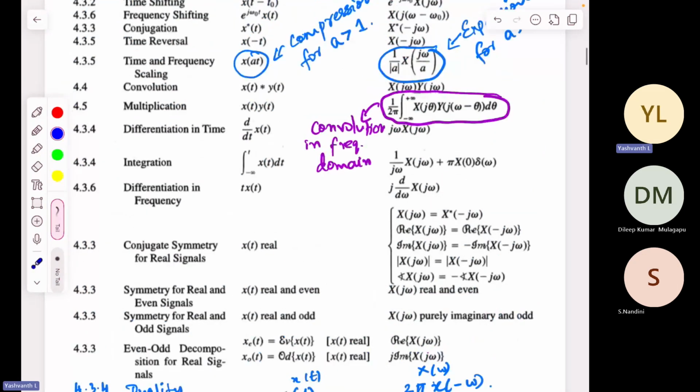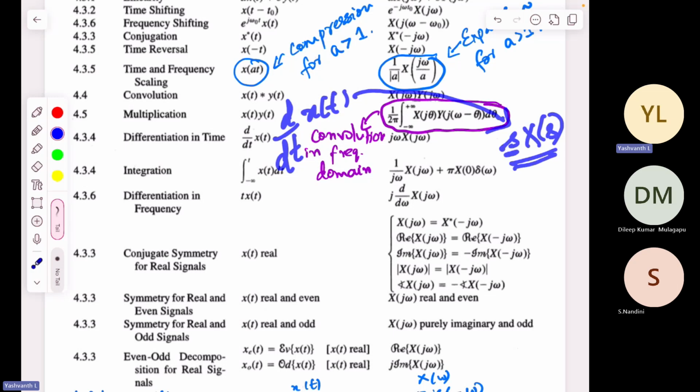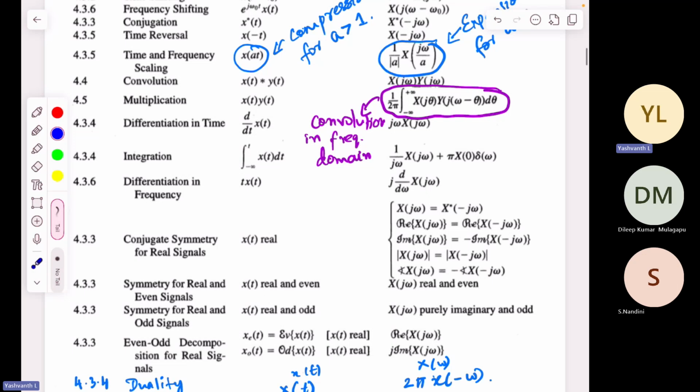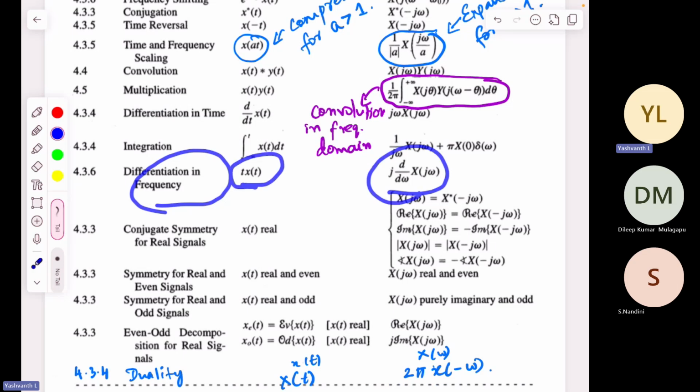Now, similarly, we have multiplication, then differentiation. If you differentiate d by dt of x of t, we'll have j omega times x of j omega. This is the same as Laplace, right? What did we have in Laplace? We said that for d by dt of x of t, the corresponding Laplace transform will be s times x of s. Put s equal to j omega, and that is basically this. Okay. Similarly, if you integrate, you will have s coming in the denominator. If you differentiate in frequency, then the corresponding time domain signal is t times x of t. I think all these things we have seen in Laplace transforms also, right?